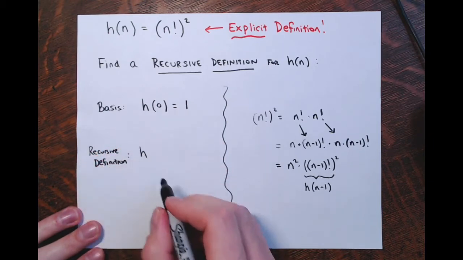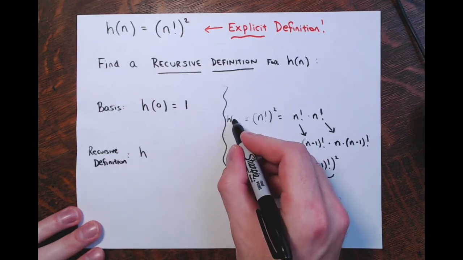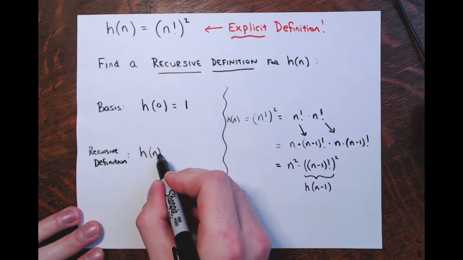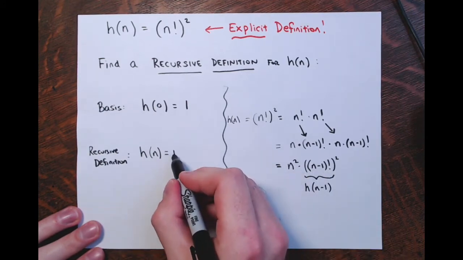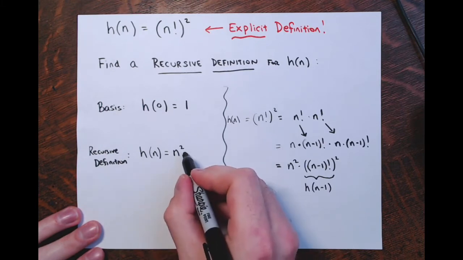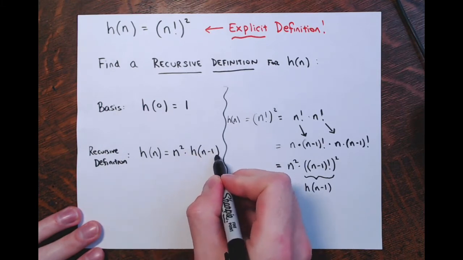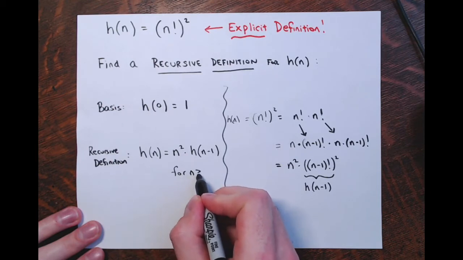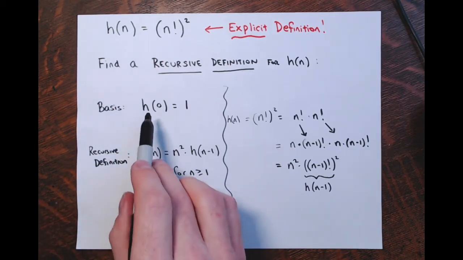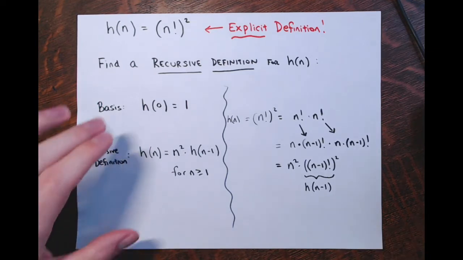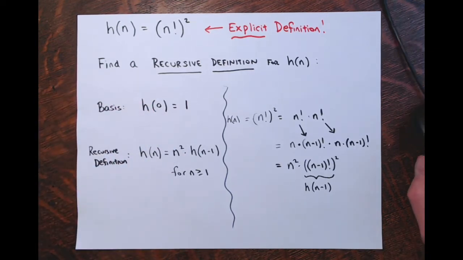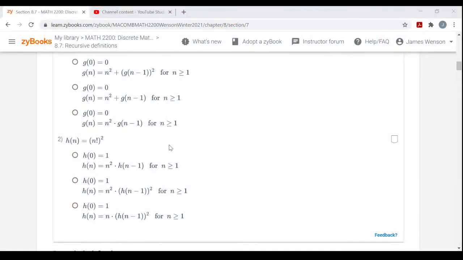Where I'm seeing here that h of n, off to the side here, would be equal to, based on what I got at the end here, n squared times h of n minus 1. And this is for values of n greater than or equal to 1, right? Because I already put in what it is at 0. There, a nice recursive definition for that function h. Going back here, h of 0 is 1, n squared times h of n minus 1. Perfect.